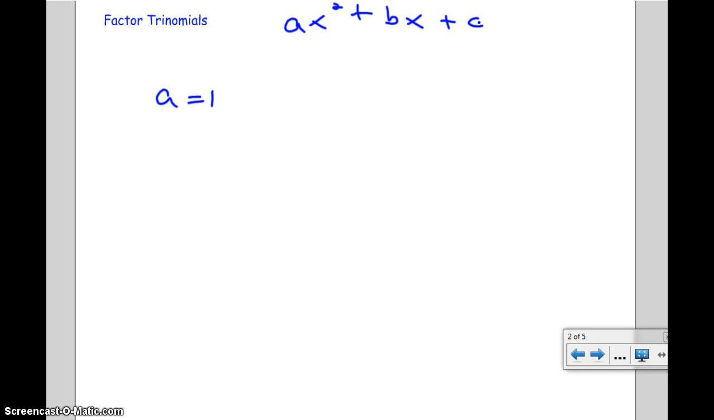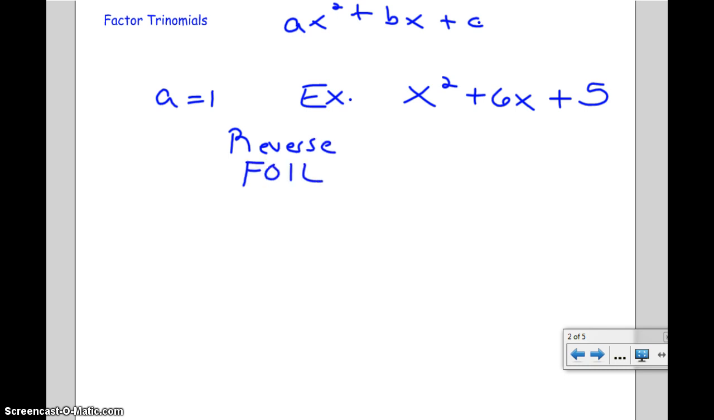But I wanted to talk about the a value, because when the a is 1, you could have a problem like x squared plus 6x plus 5. Notice how the a value, the coefficient for x squared, is just 1. That makes it nice and easy, and all I need to do is think about reverse FOIL. I'm going to think of what two binomials, factors, would multiply to make x squared plus 6x plus 5.